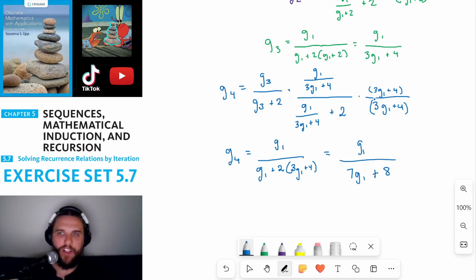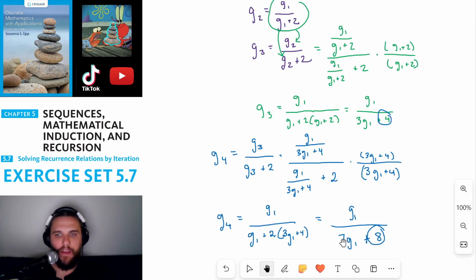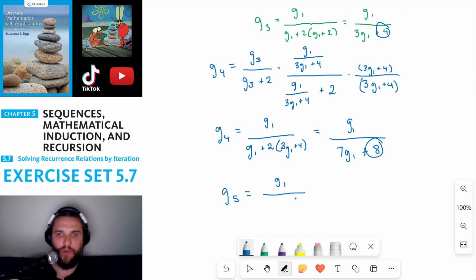And now we can start seeing a pattern here. If you notice, the thing that we're adding in the denominator is always a power of 2. And the coefficient attached to the G1 is 1 less than that power of 2. And so if I were to predict G sub 5, I would guess that G sub 5 would be G sub 1 over the next power of 2, which would be 16. And so this would probably be 15 G sub 1.